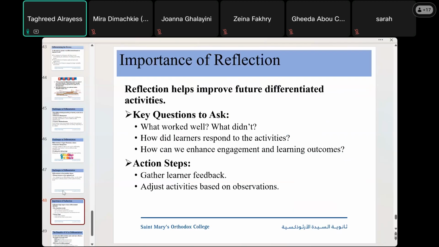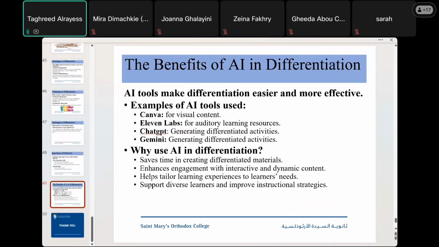And the action steps that we can take: gather learners' feedback through discussion, through observation, or maybe for higher grades through Google Forms. And we can adjust our future activities accordingly. And I'm going to be wrapping up with the last slide.